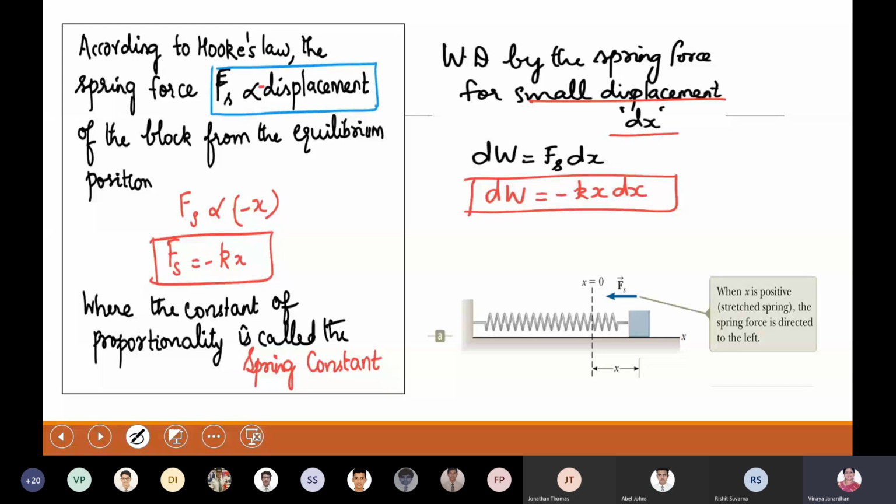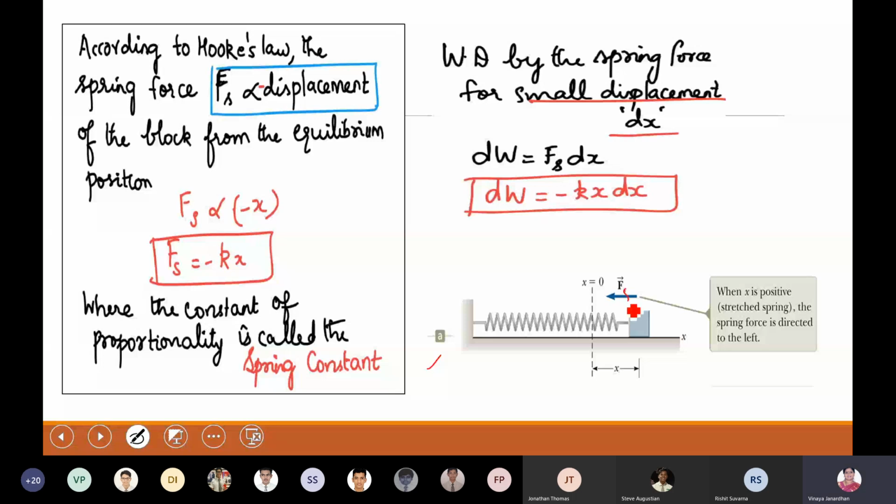Should we do a diagram? Yeah, at least one diagram is enough. Ma'am, in the diagram, should we write x as dx? No need. This diagram is for the initialization. That's enough. This is Fs, that's it.